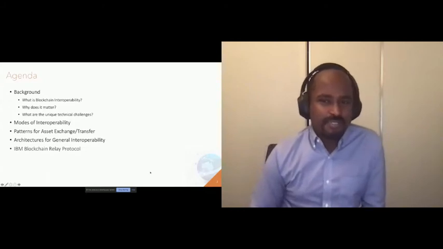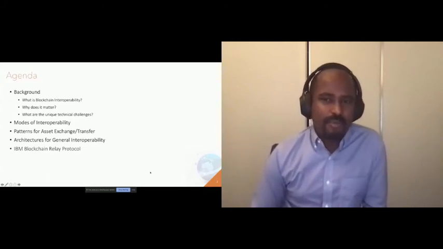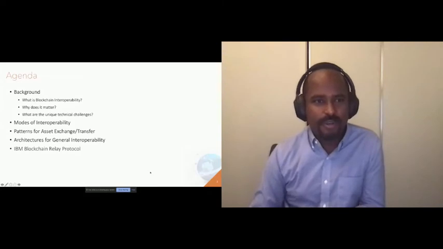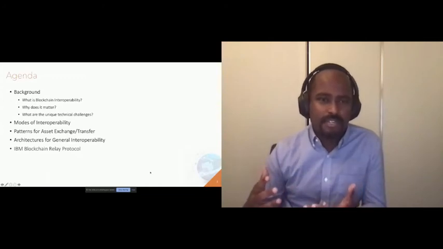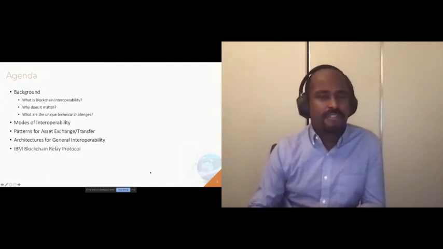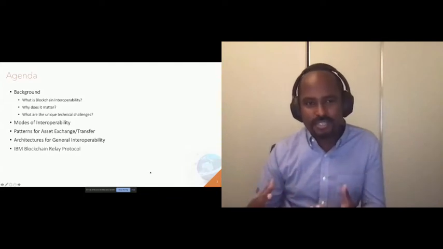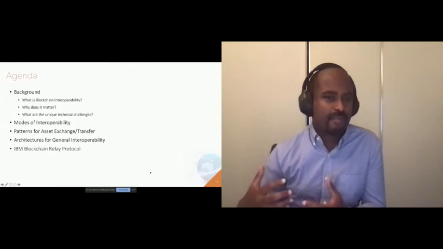Okay, so to really understand why blockchain interoperability matters, I think we probably need to take a step back and frame the landscape as it's evolved over the past decade or so from two dimensions. The first dimension is the technology dimension. Over the past 10 years, we've seen different blockchain protocols emerging based on different design philosophies, abstractions and implementation. And we've seen a lot of experimentation and interesting ideas emerge from that process.